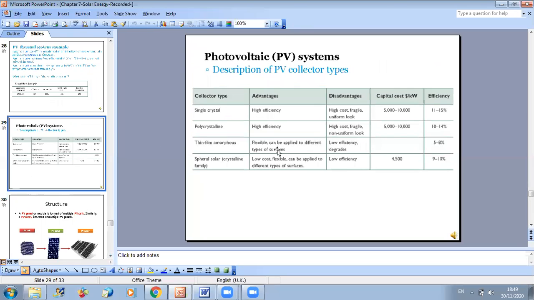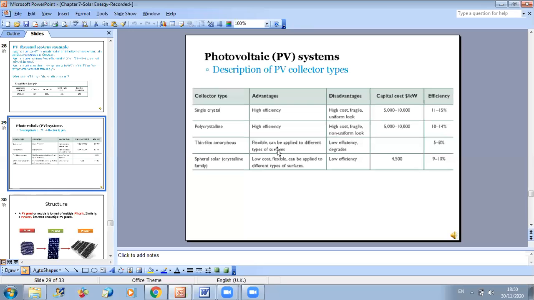Now, we have several types of photovoltaic system. As your friends also introduced today, you can have several materials. You can have single crystal, polycrystalline, amorphous film. So you have several types, and depending on your application, you will choose the corresponding type. So for example, single crystal represents a very high efficiency, but the disadvantage is that you have a high cost. It can be corrupted easily, and for the cost, it's nearly $5,000 to $10,000 per kilowatt, and the efficiency is between 11 and 15%.